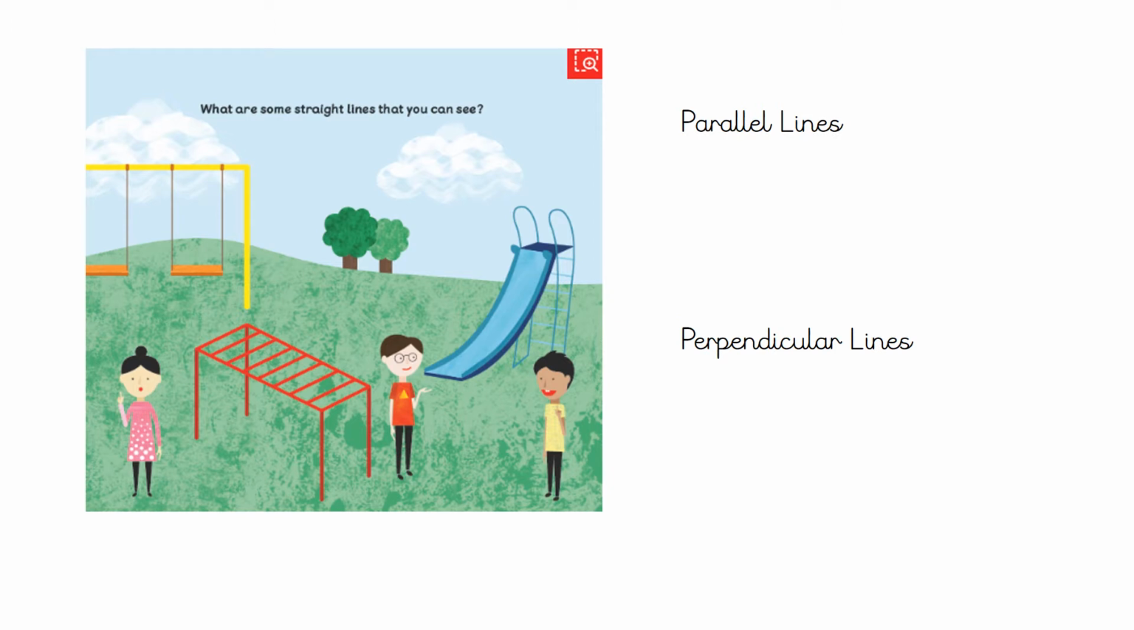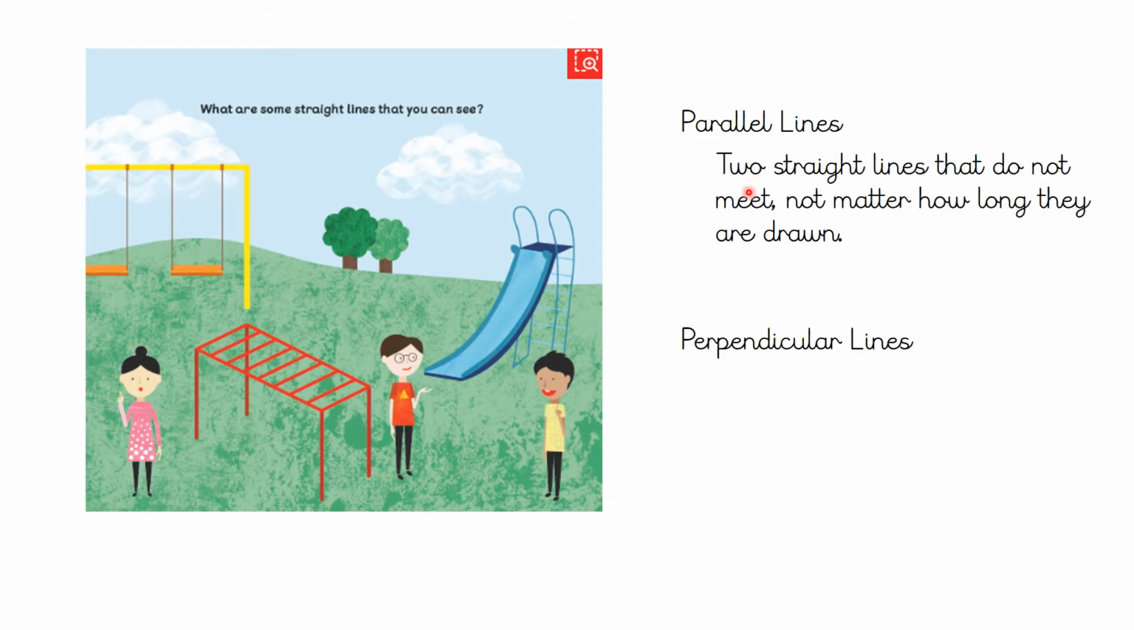Were you able to spot any lines in the picture? Great job! Let's see if we can use our vocabulary from last week to describe them. We're going to start by looking for parallel lines. Remember, parallel lines are 2 straight lines that do not meet no matter how long they are drawn. I spotted some parallel lines here on the swing. I also spotted parallel lines on the monkey bars here. How many parallel lines did you spot in the photo?